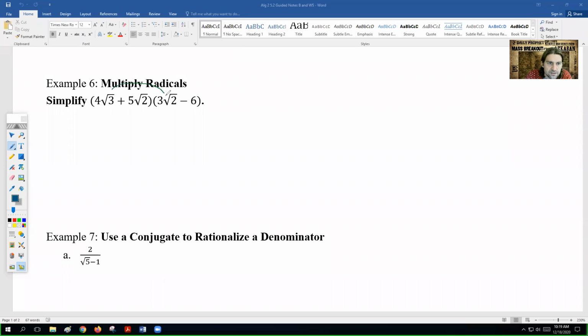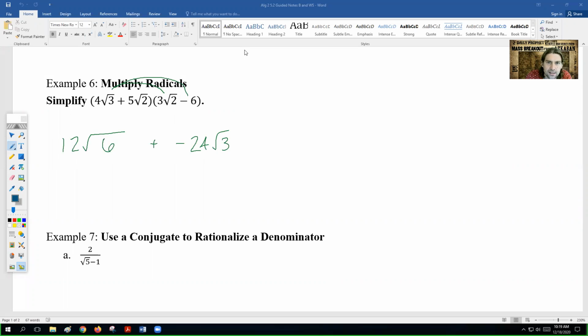Well, we're going to FOIL these. So if I'm going to do 4 radical 3 times 3 radical 2, you can multiply the outside numbers together. See, 4 times 3 is 12. Radical 3 times 2 is 6. I then move on. All right, 4 radical 3 times negative 6. We just multiply the 4 times the negative 6. And that'd be a negative 24 radical 3.